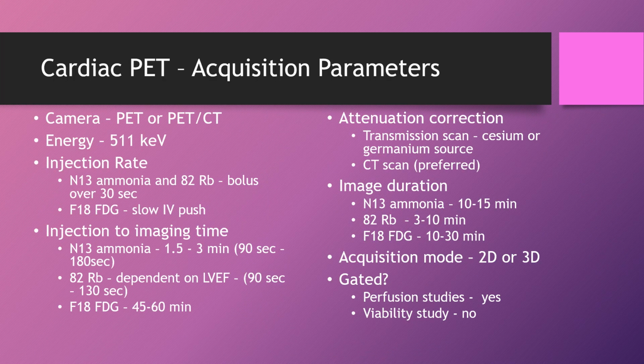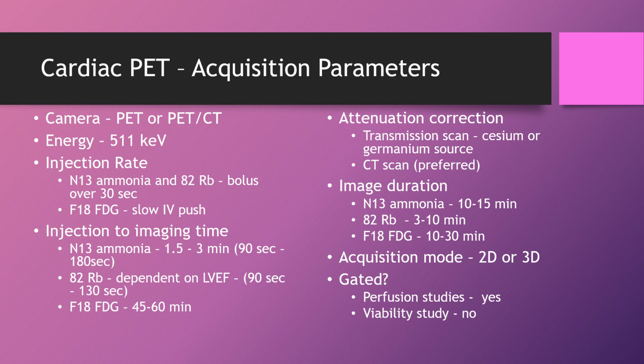So the acquisition parameters will be slightly different whether you're doing PET or PET-CT. The main thing there is the attenuation correction. If you have a standalone PET, you need to do the transmission scan. If you're using PET-CT, which is preferred, the CT scan will be used for attenuation correction.